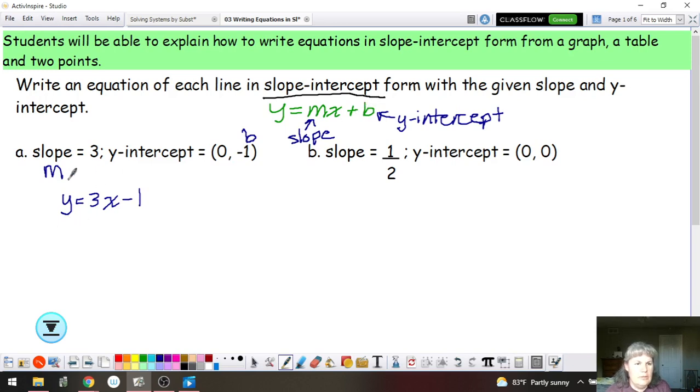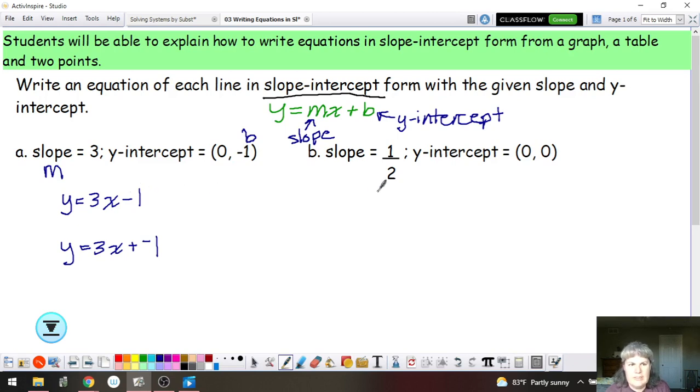Well, I could have written y equals 3x plus a -1, but that's considered to be a little messy looking in math. Anytime you have a plus negative, you can always just write it as a minus.